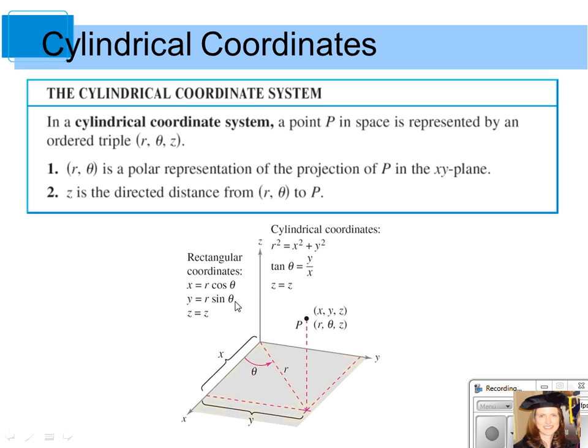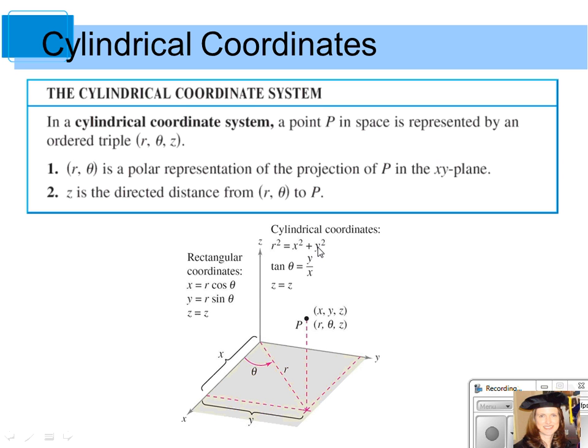Now recall, these are some of the conversion equations we used when dealing with polar coordinates. x is equal to r cosine theta and y is equal to r sine theta. You can see in the picture we have this triangle where x and y are the legs of a right triangle and the radius is r. So using the Pythagorean theorem, x squared plus y squared is going to equal r squared. That's our conversion equation for cylindrical coordinates.